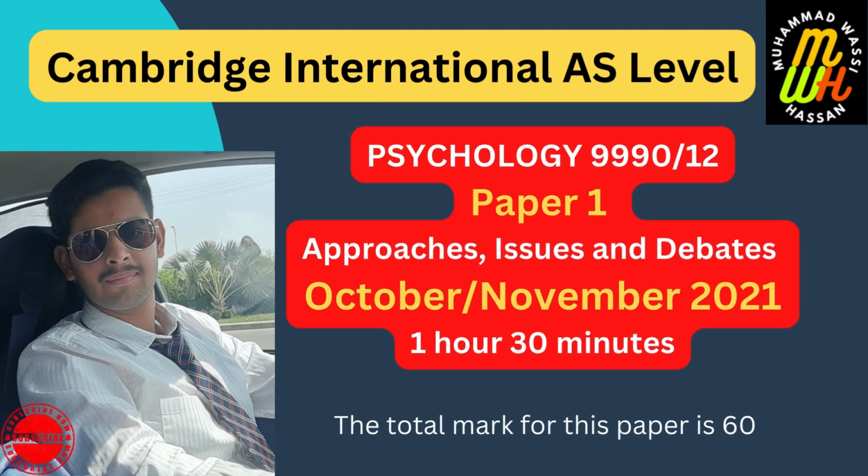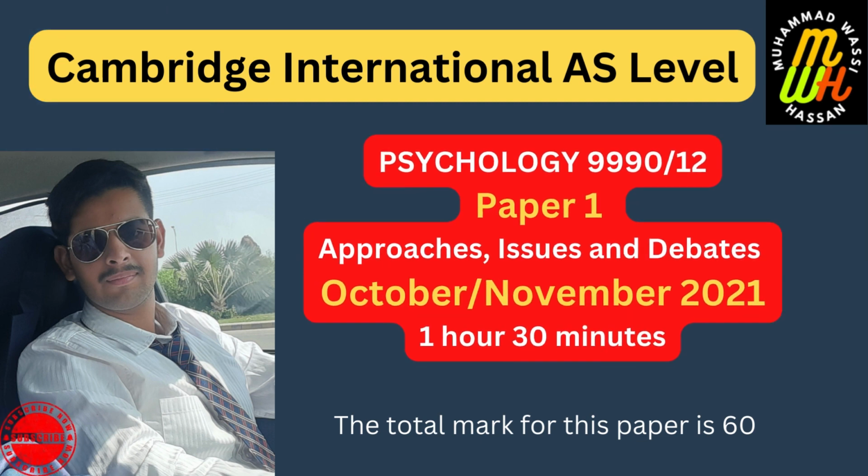Cambridge International AS Level Psychology. Paper 1: Approaches, Issues, and Debates. October-November 2021. 1 hour 30 minutes. The total mark for this paper is 60.